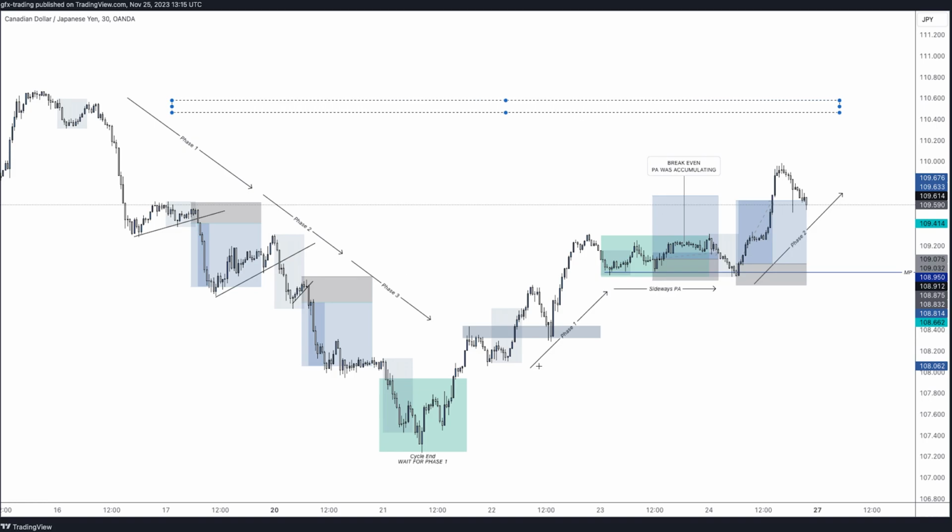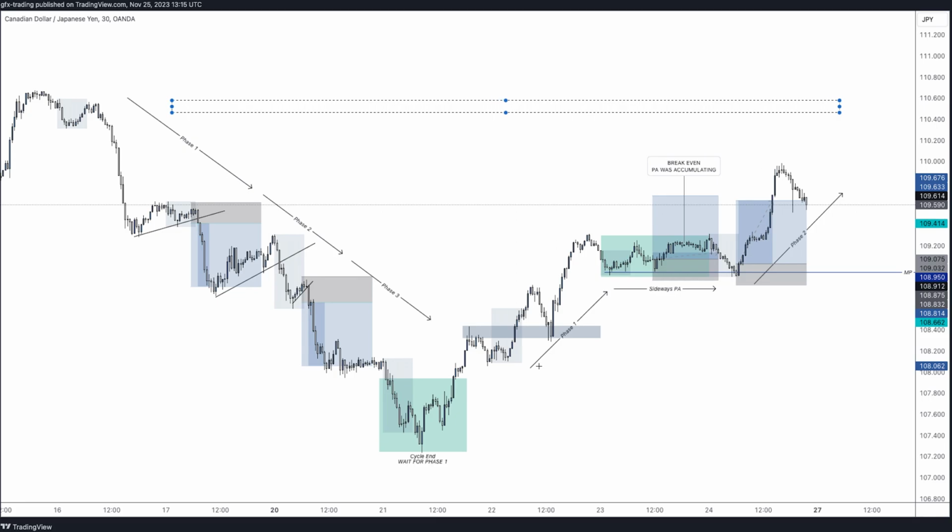The only thing that I would use to cancel out market cycle would be 2 things. Number 1, a completed market cycle. So phase 1, phase 2, phase 3 in 3 to 5 consecutive days.